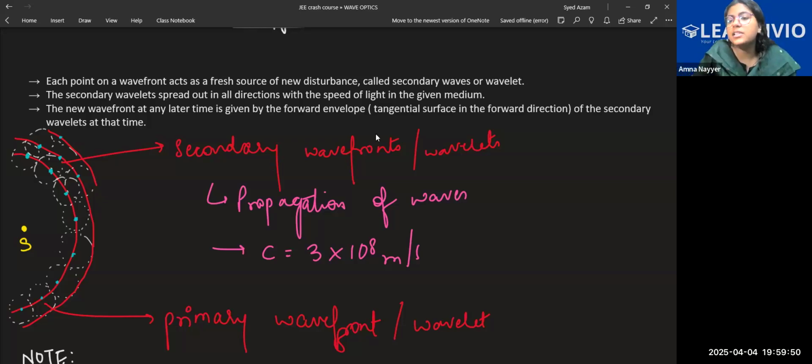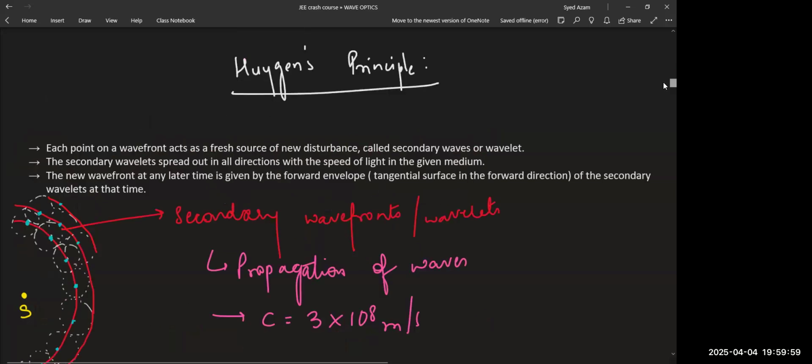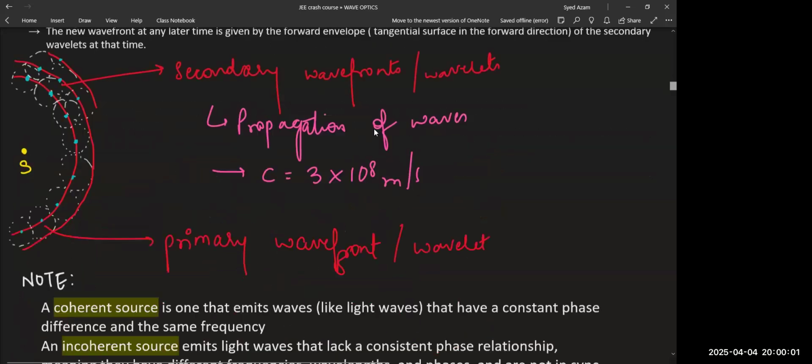By the tangential surface in the forward direction of the secondary wavelets at that time. Is this clear, Huygens principle? Is it clear to all of you? Yes, ma'am. Okay.